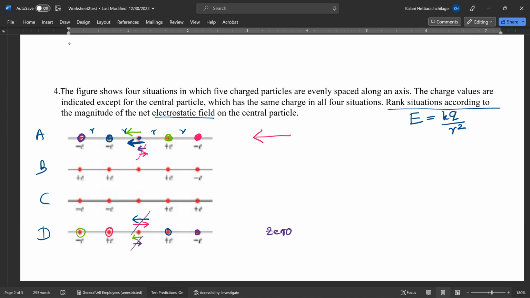Okay. So now you're going to do the same thing for B and C. If you have any questions, let me know. I know that this one is the greatest and this one will be smaller than that. Then your order will be: C is greatest, next will be A, next will be B, and next will be D.